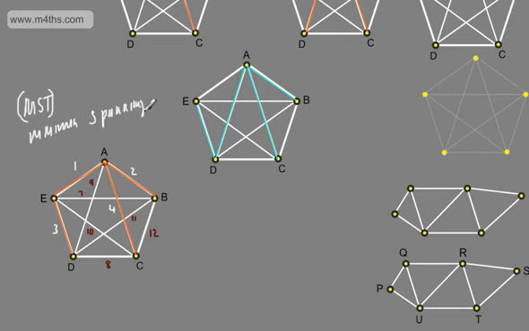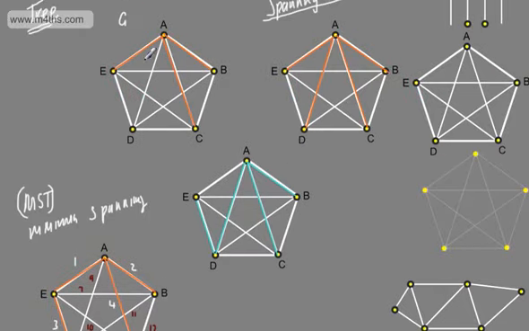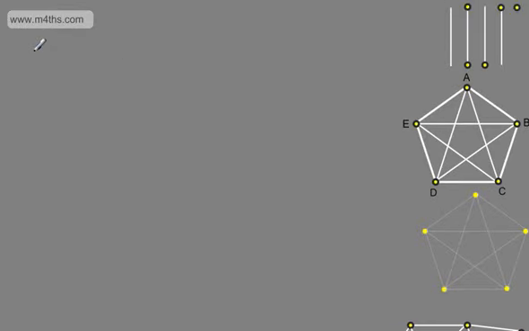So let's just confirm what a tree is. A tree now is a connected graph. It's a subgraph of G in this example, and it has no cycles, so no closed paths. Okay, let's move on and look at what we call a complete graph.